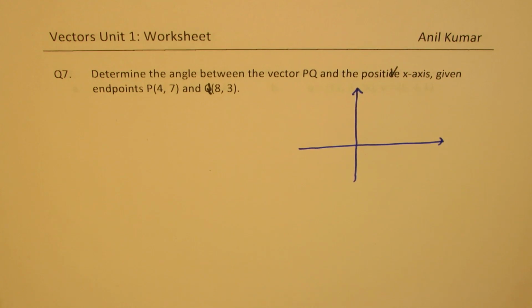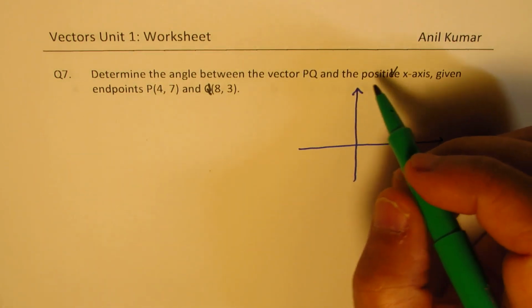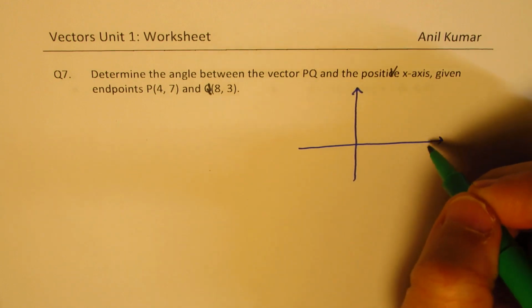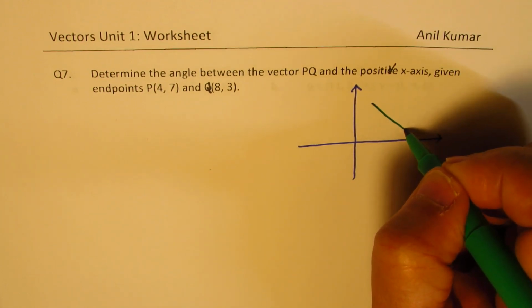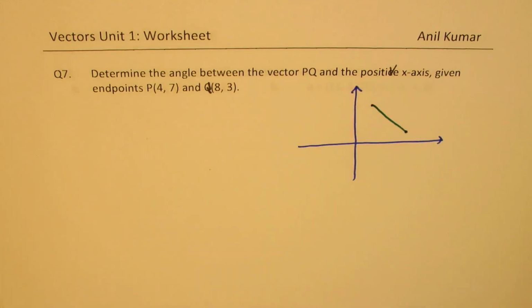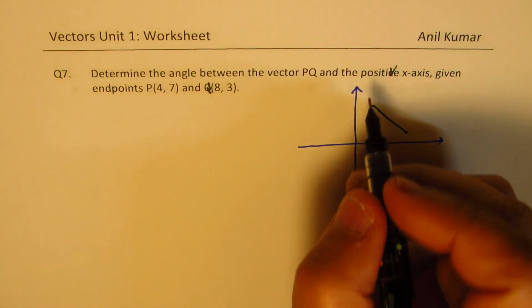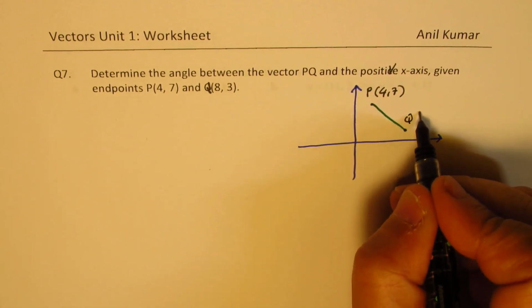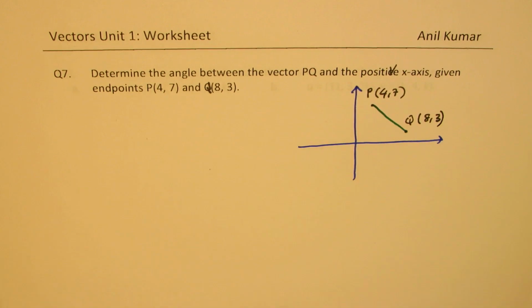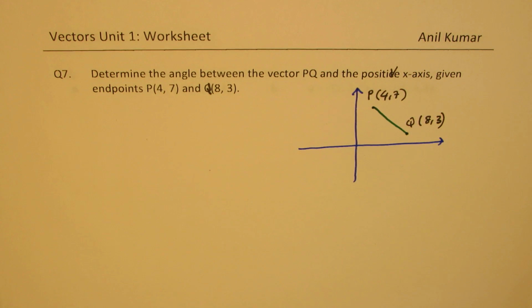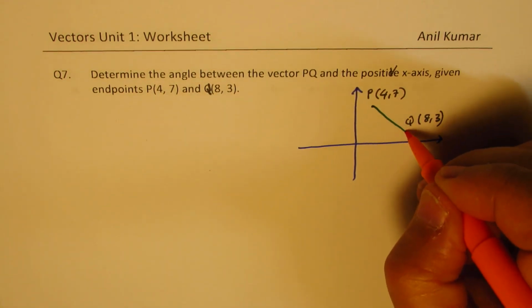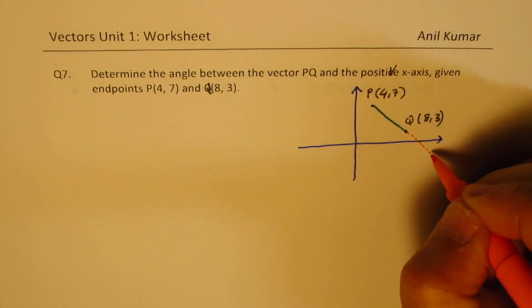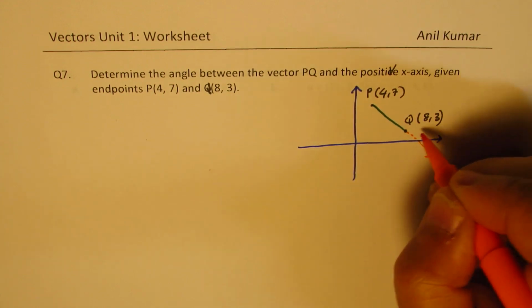So basically, as you can see, 4, 7 and 8, 3 is a line which is coming downwards, right? So we're talking about this. Okay. So we have this point P, which is 4, 7, and the point Q, which is 8, 3. Perfect. We need to determine the angle between the vector PQ and the positive x-axis. Well, think like this. Right. So you have to extend this to give you the angle.